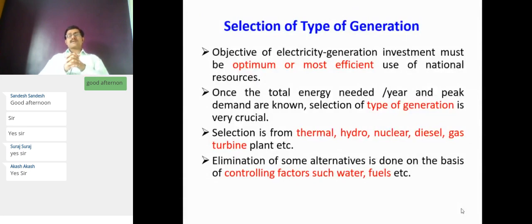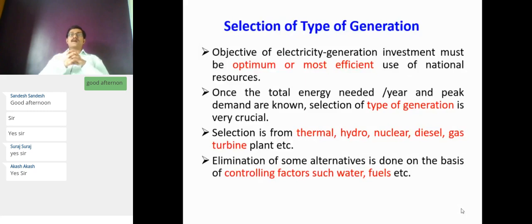While selecting a thermal power plant, I need to look into some different parameters, different factors. If these factors are there, then it is appropriate for me to go with the thermal power plant. If not, then I should look for some other alternatives. The meaning of this line is that I should take the various factors under consideration before I finalize the type of generation. One parameter is that the elimination of some of the alternatives would be adjudged on the basis of controlling factors such as water and fuel.